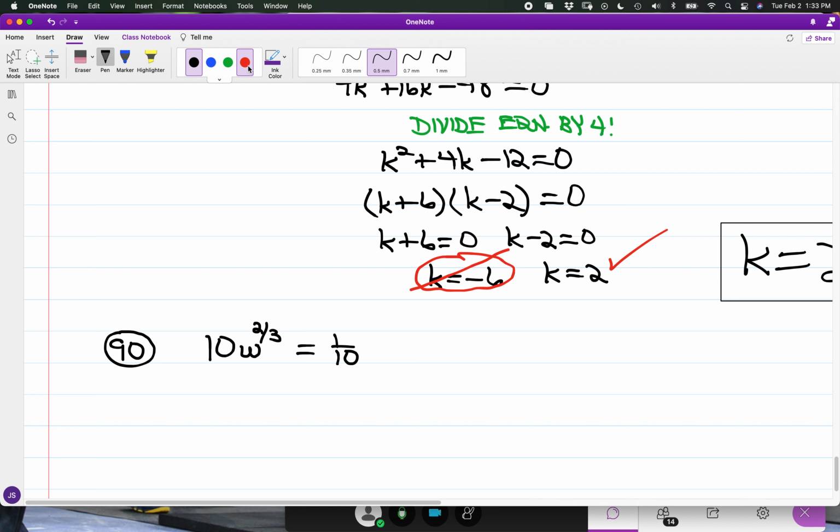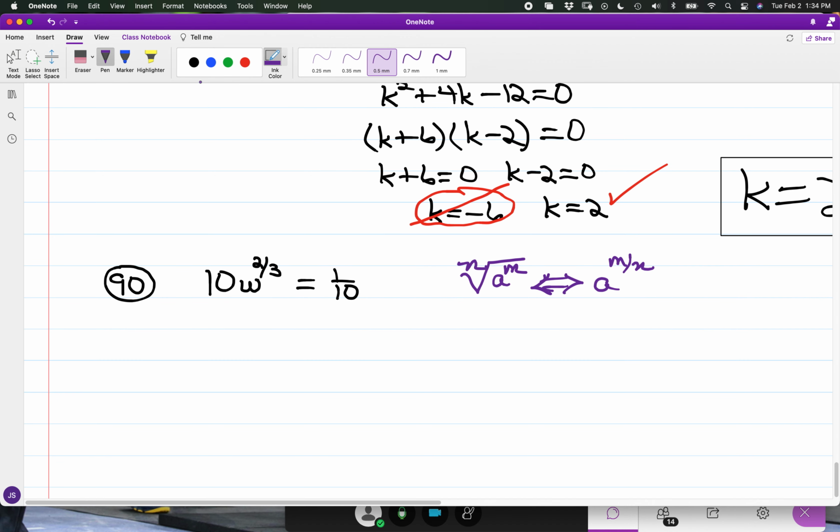And again, just a little reminder. You have, going hand in hand, the nth root of a to the m and a to the m over n. Going hand in hand. So right now we have 10 times w to the 2/3 is equal to 1/10.